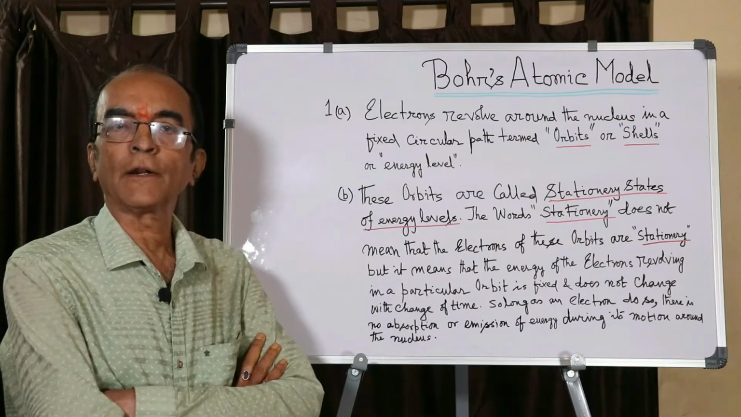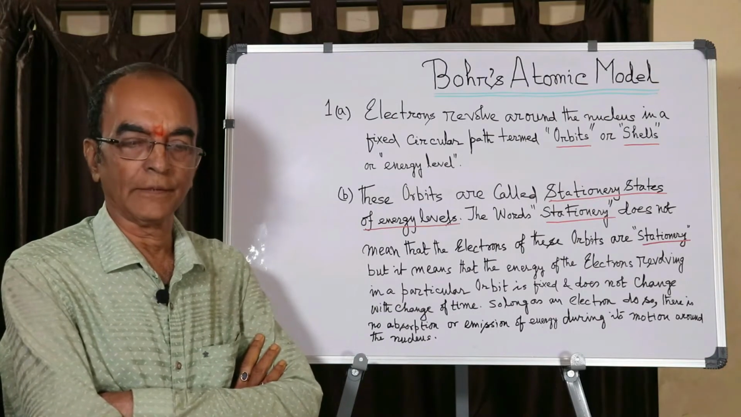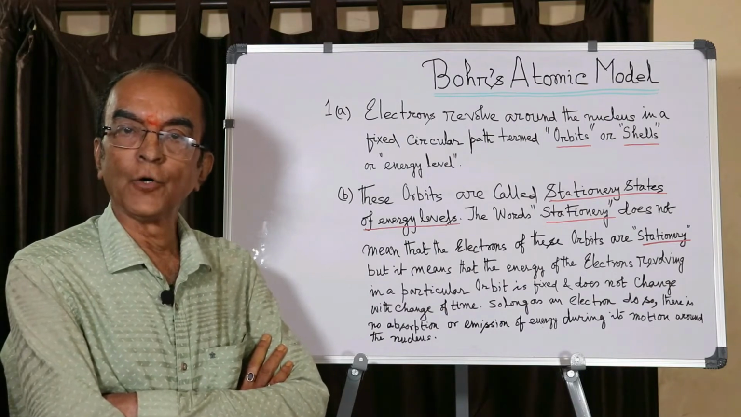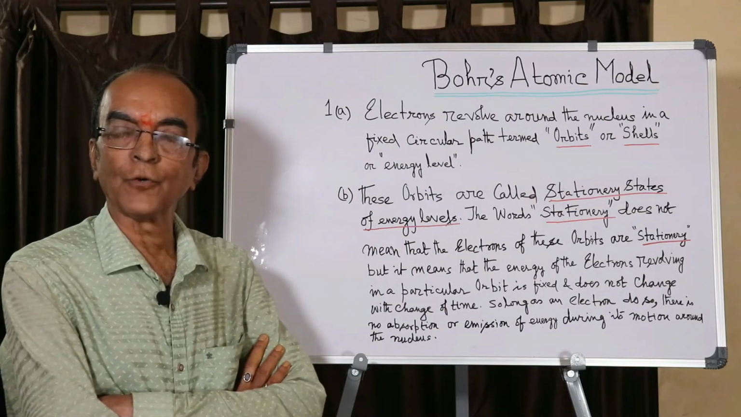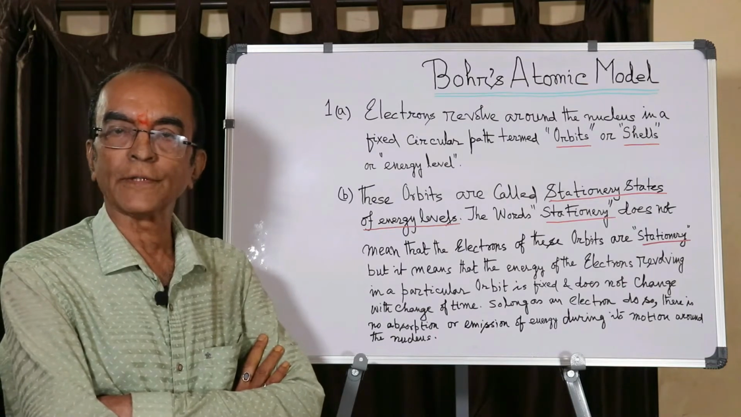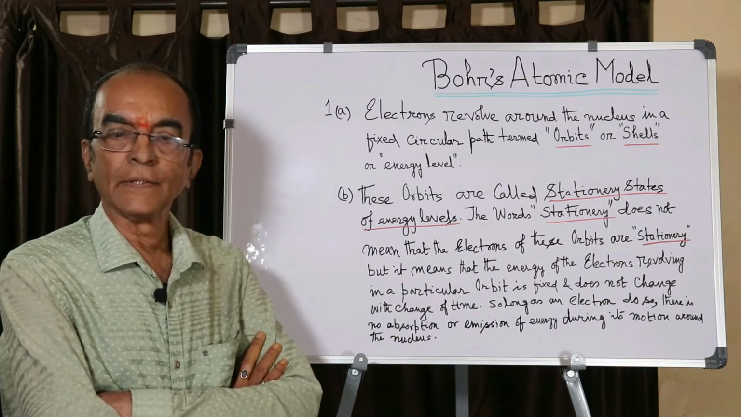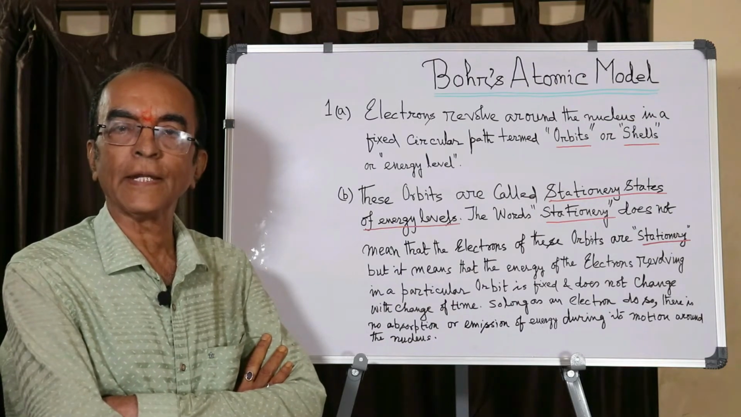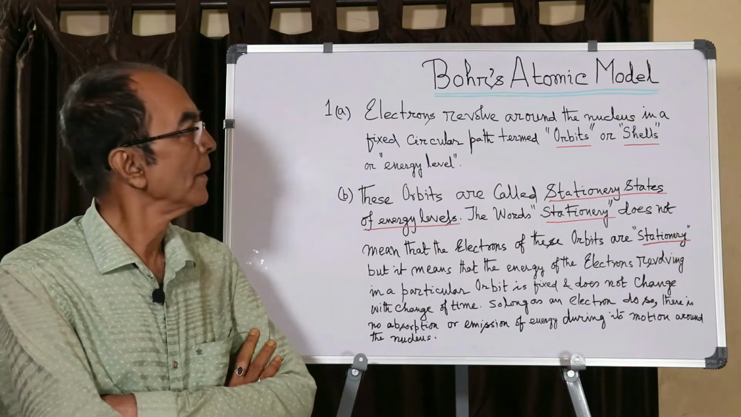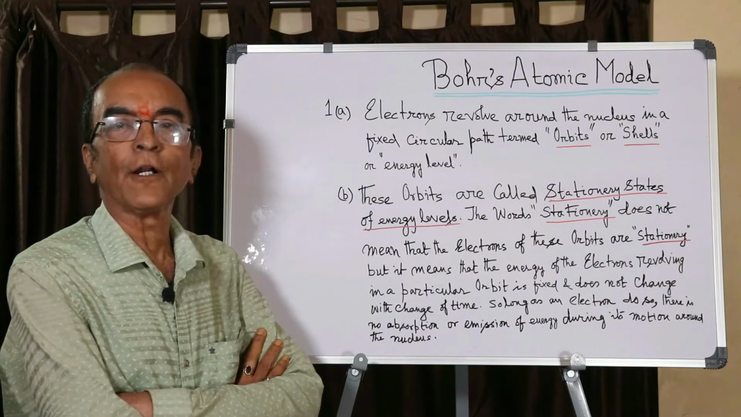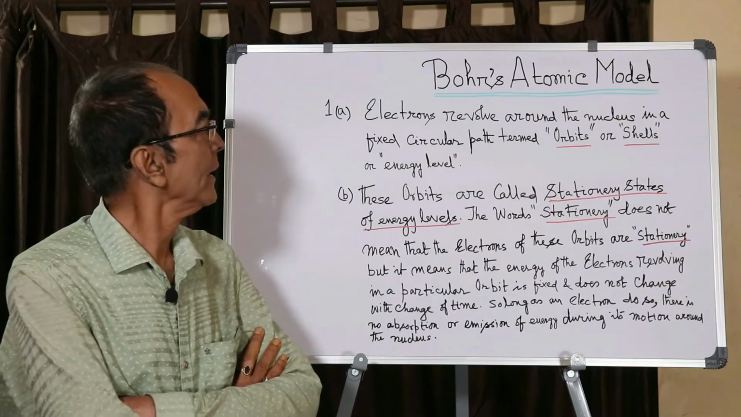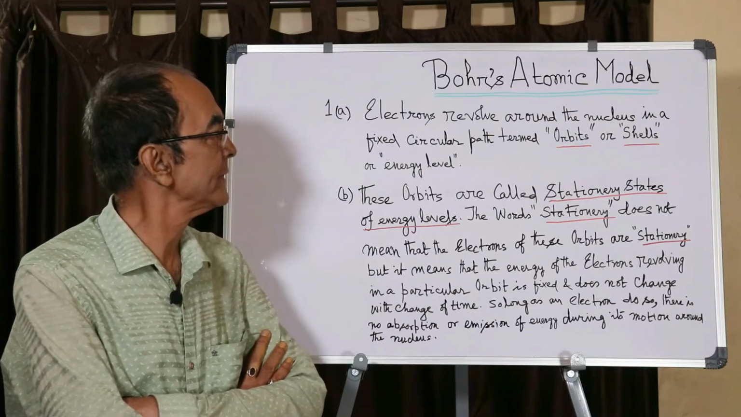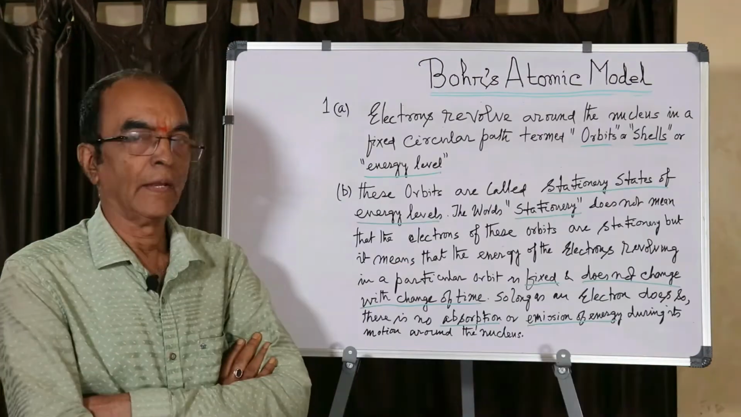Today I would cover Bohr's atomic model. This is very much included in both the West Bengal Board and ISC Board class 11. Bohr's atomic model is really very important in chemistry also, because electrons revolve around the nucleus in a fixed circular path, what are called orbits, shells or energy levels.